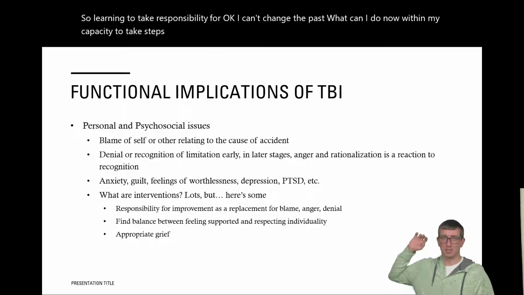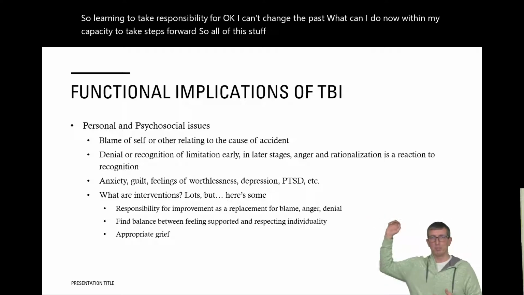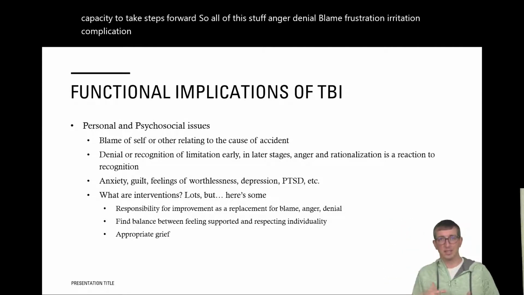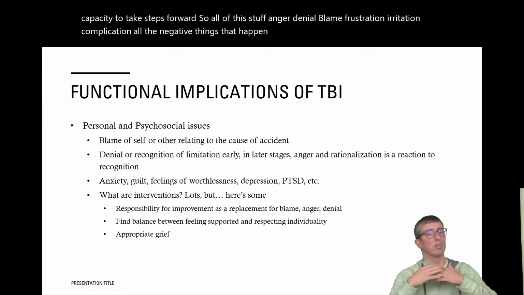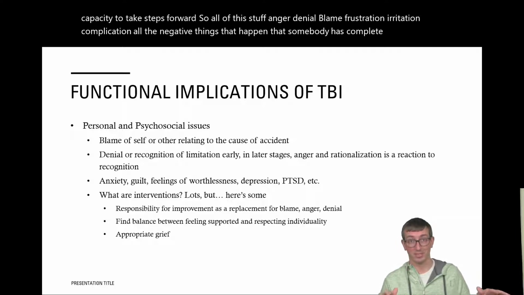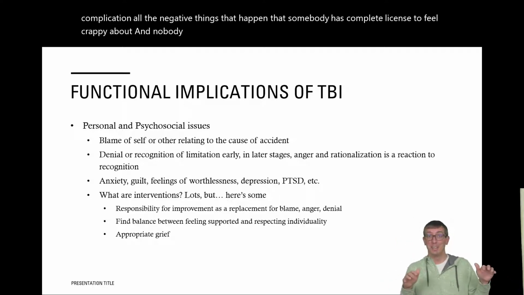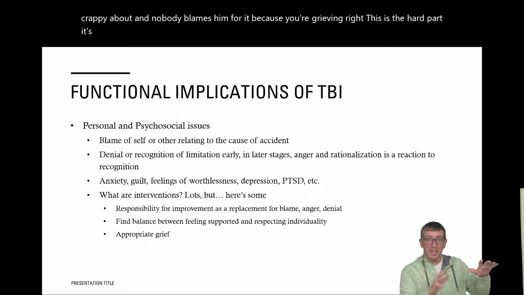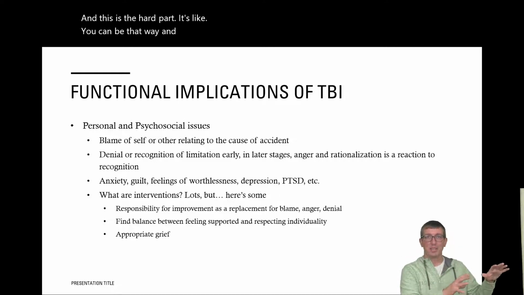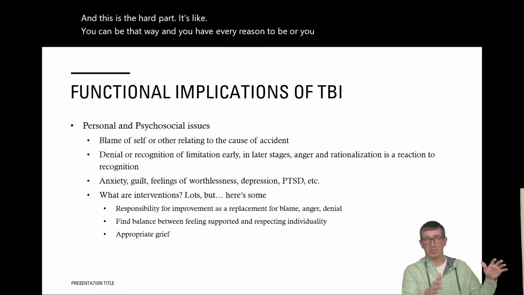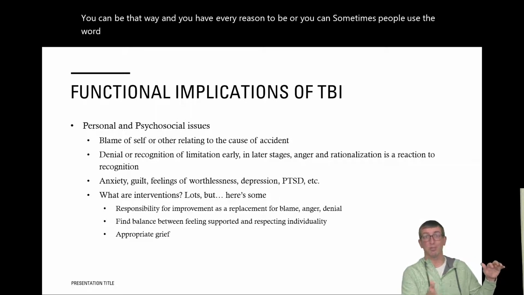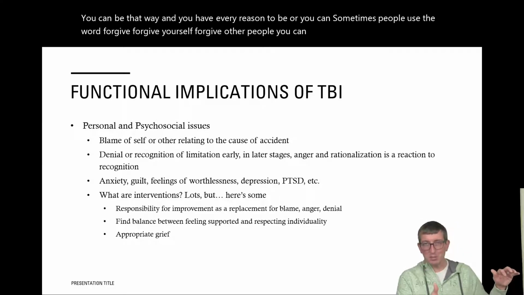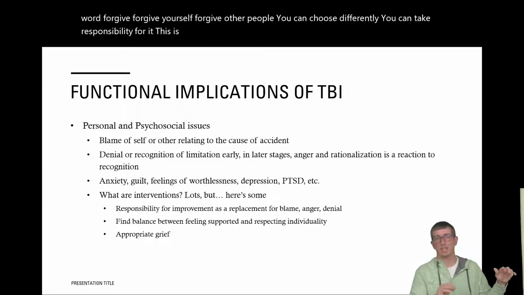So all of this stuff, anger, denial, blame, frustration, irritation, complication, like all the negative things that happen that somebody has complete license to feel crappy about. And nobody blames them for it because you're grieving, right? And this is the hard part. You can be that way and you have every reason to be. Or you can, sometimes people use the word forgive. Forgive yourself, forgive other people. You can choose differently. You can take responsibility for it. There's kind of different ways of saying the same thing.